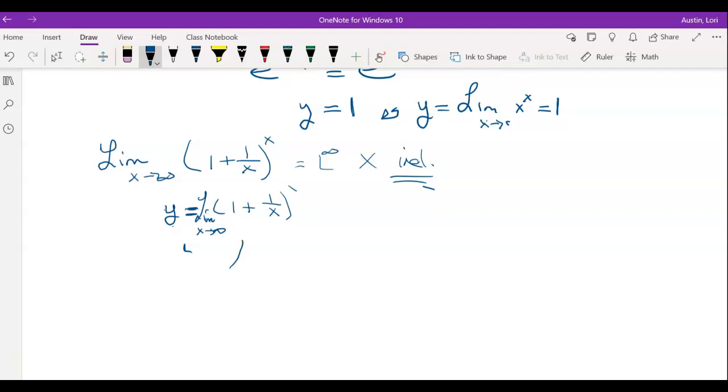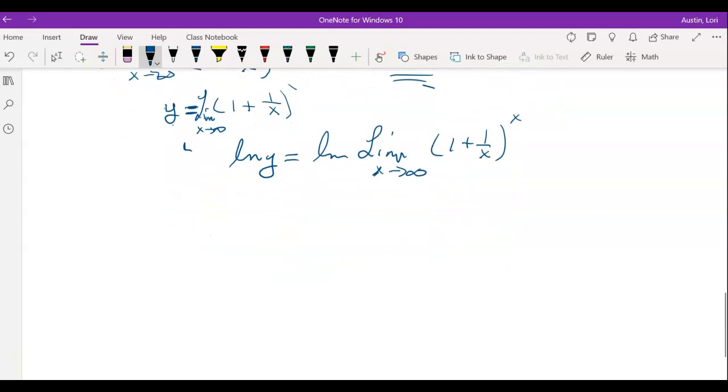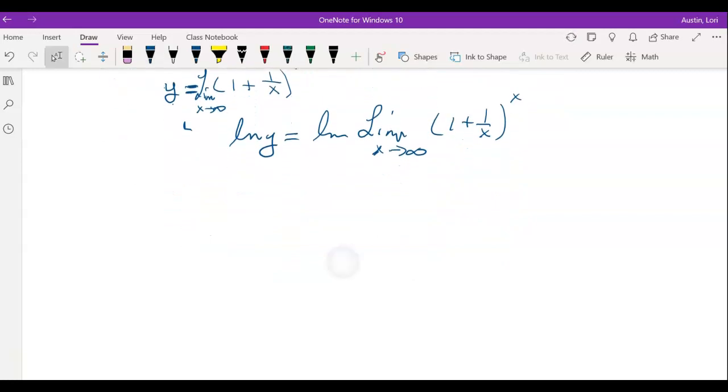All right, so ln y equals ln limit as x goes to infinity. All I'm going to do is switch them around.